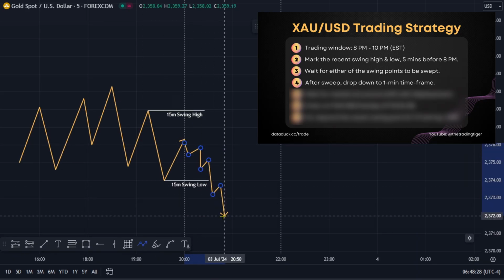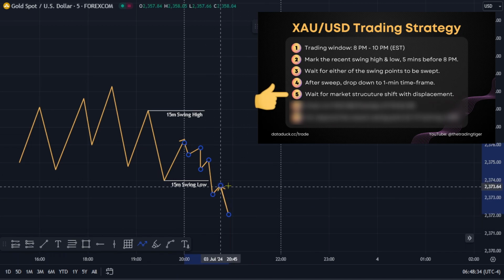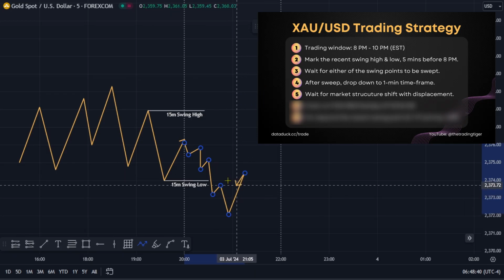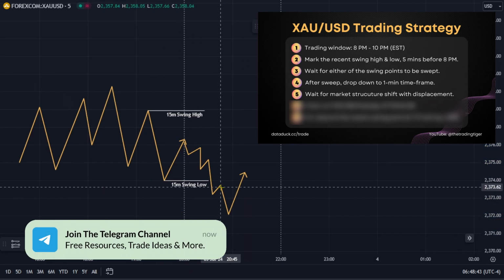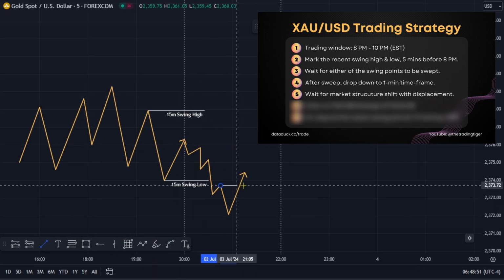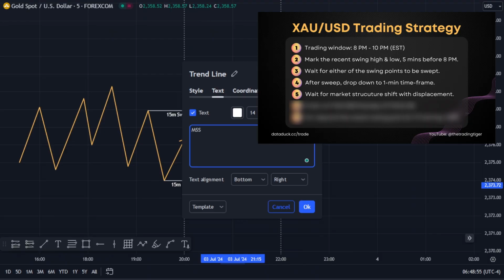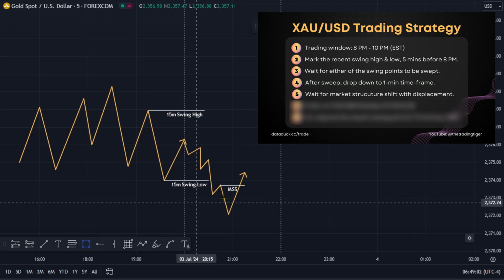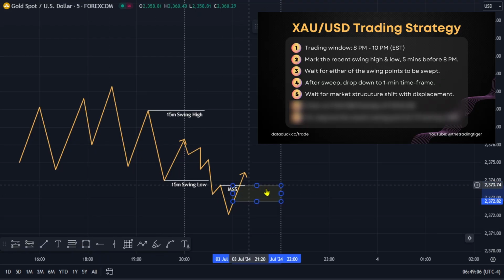Once the 15-minute swing high or low is taken, we will drop down to the 1-minute time frame and wait for the market structure to shift with energetic displacement. Make sure that the candle closes beyond the recent swing point to confirm that the market is now switching the order flow. After the market structure shift, you can enter right away, but it will give you a low risk to reward ratio. You can go with it if you are fine with it.